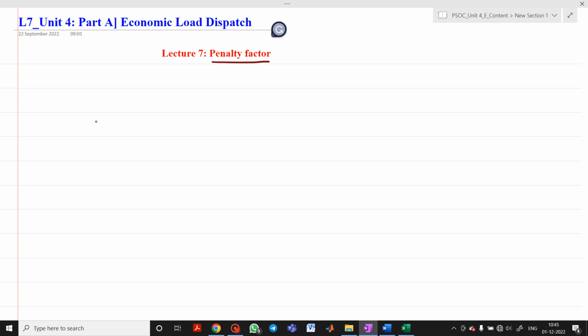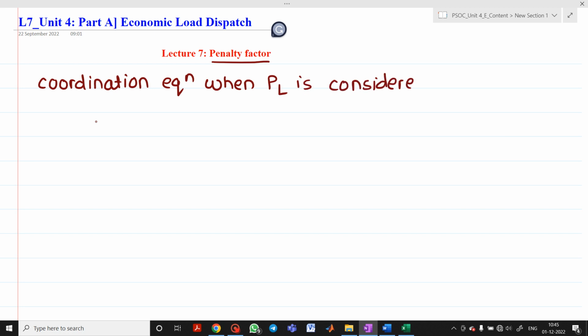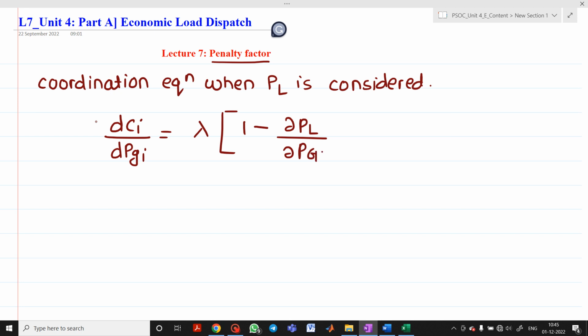So, what is the coordination equation when PL, that is transmission losses or power losses, is considered? What was that equation? It was dCi upon dPgi equals lambda into bracket 1 minus ∂PL upon ∂PGI, which we have seen in a previous video. So consider this as equation number 1.